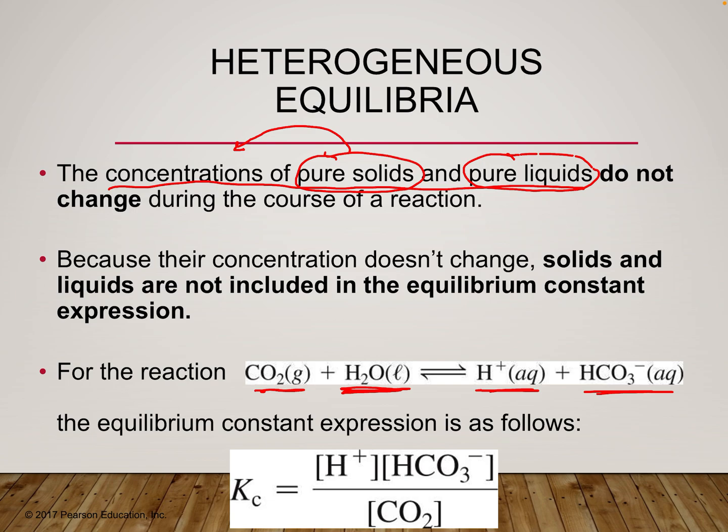Again, products over reactants. So we'll put our hydrogen and our bicarbonate on the top and our carbon dioxide on the bottom. There are no coefficients here, so we don't need to raise anything to a power. We're just going to put products over reactants. But we won't include our water because it's a pure liquid and therefore its concentration isn't changing during the course of a reaction.